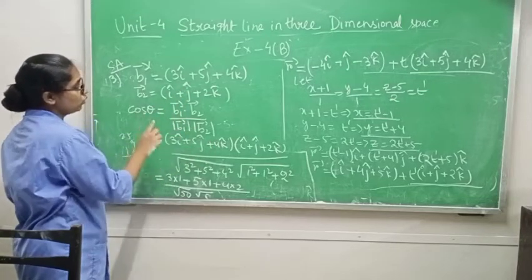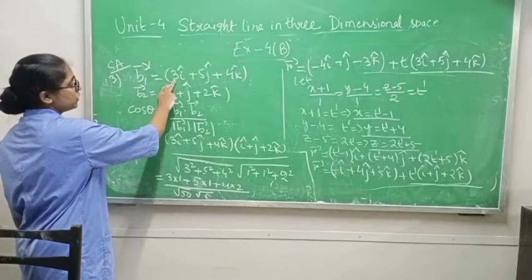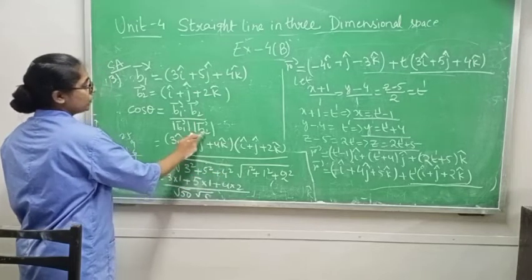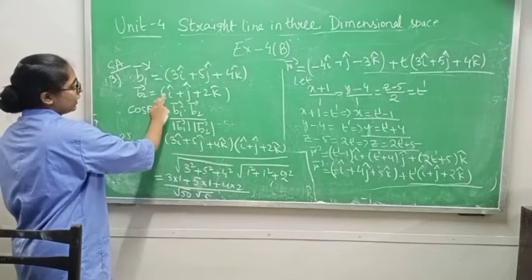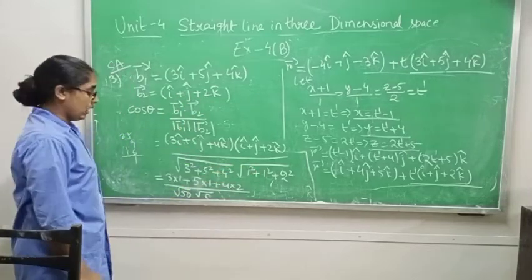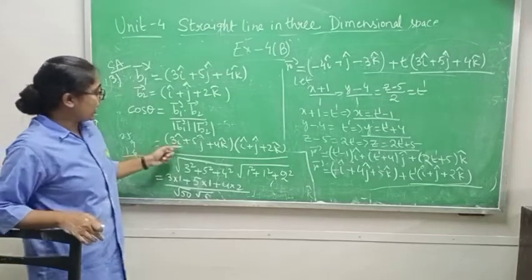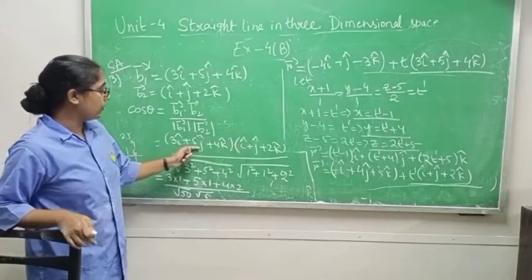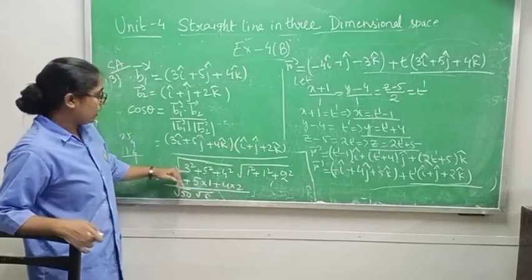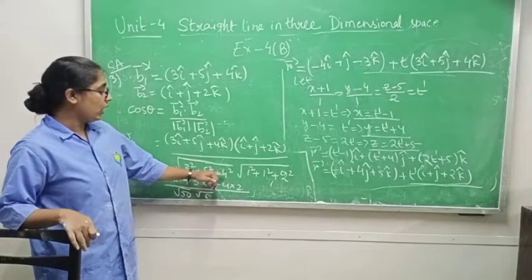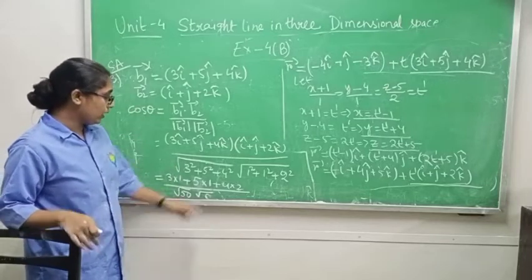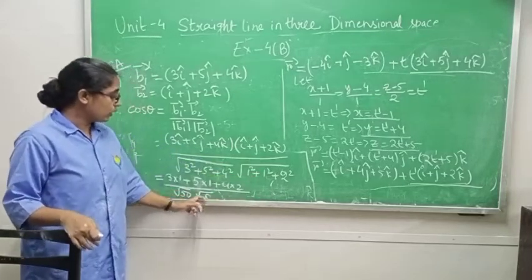Mod b1 vector means root over of square of 3 square, 5 square and 4 square. So 3 square plus 5 square plus 4 square, and mod b2 vector is root over of 1 square and 2 square. So when you do 3i into i, you will get 3 into 1, 5j into j, you will get 5 into 1, 4k into 2k, you will get 4 into 2. Now 3 square is 9, 5 square is 25, 4 square is 16. When you add, you will get root over 50. And for the other, you will get root over 6.